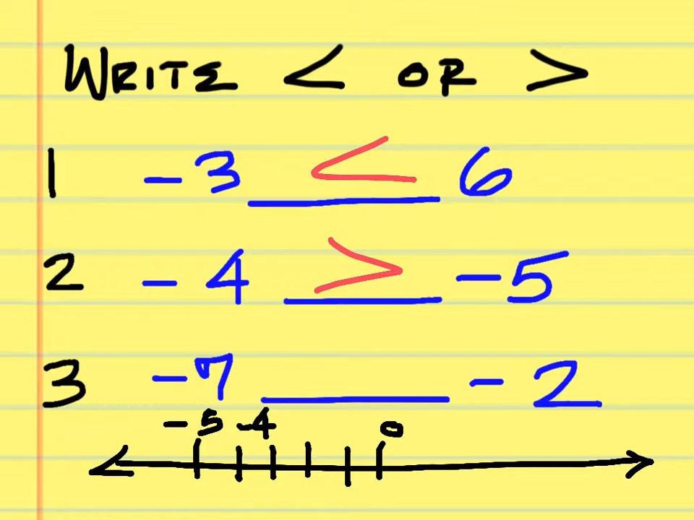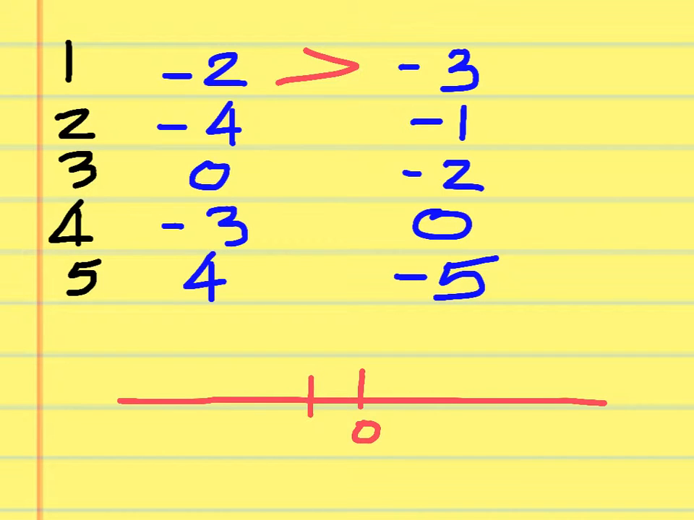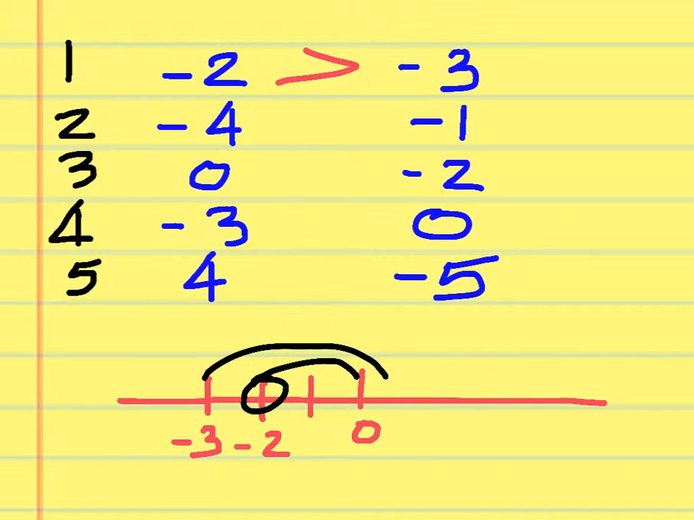Storms, what sign goes between -7 and -2? Less than is right. Wallace, what sign goes between -2 and -3? It should be greater than, because on the number line you have a 0. Here's 1, 2, and 3. So this is a -2 and a -3. The negative 2 is closer to the 0 than the negative 3. So negative 2 is greater, so the mouth would have to open up to the negative 2.